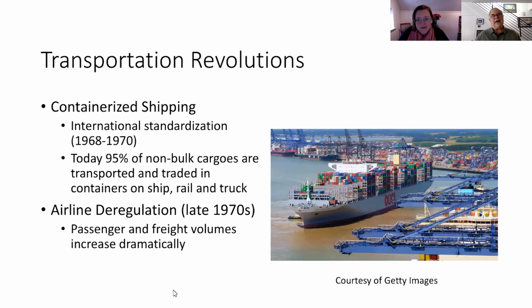Transportation revolutions, hugely important as well in terms of globalizing the world. Contemporary globalization. The key thing here is the creation of containerized shipping. Containerized shipping had been around for a long time, but the key point here was an international standard that was created in the late 1960s, which meant that these containers could be moved from one national economy to another because the standard of size was the same. And today, 95% of all non-bulk cargo is traded in containers on ships, rail, and truck. And the intermodality of transportation from those three areas is relatively seamless, right?